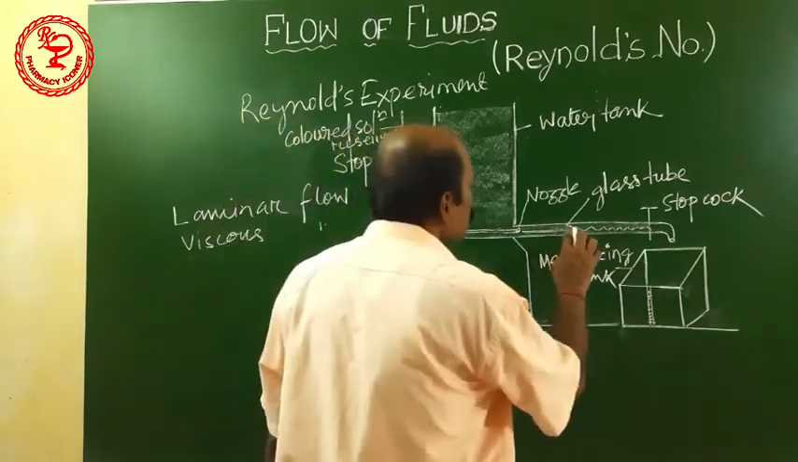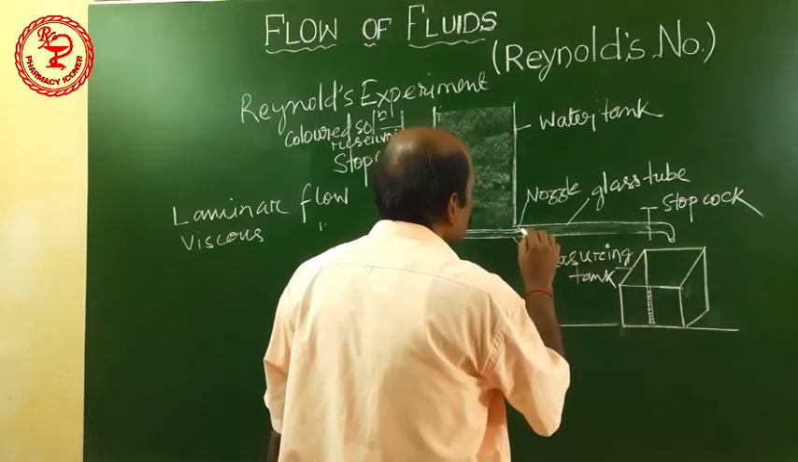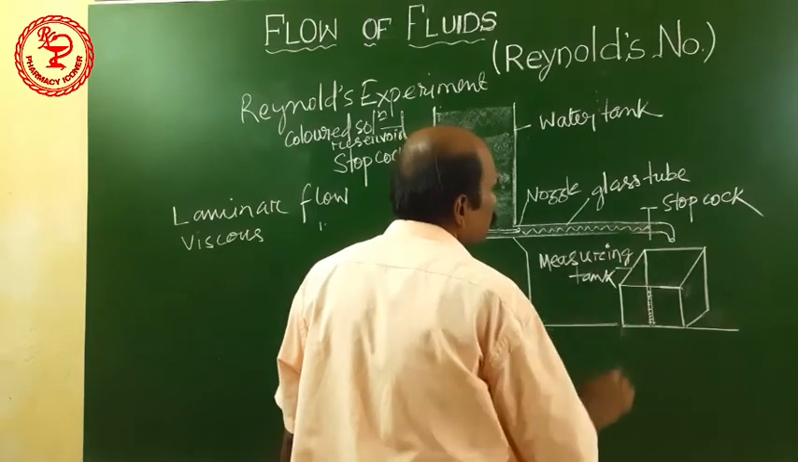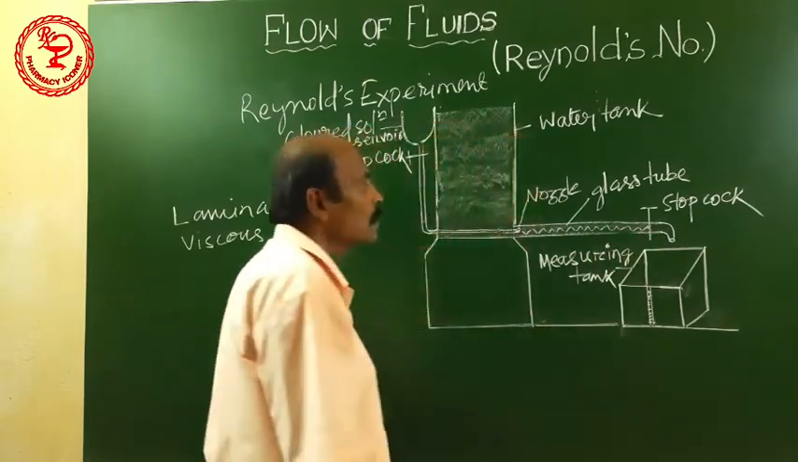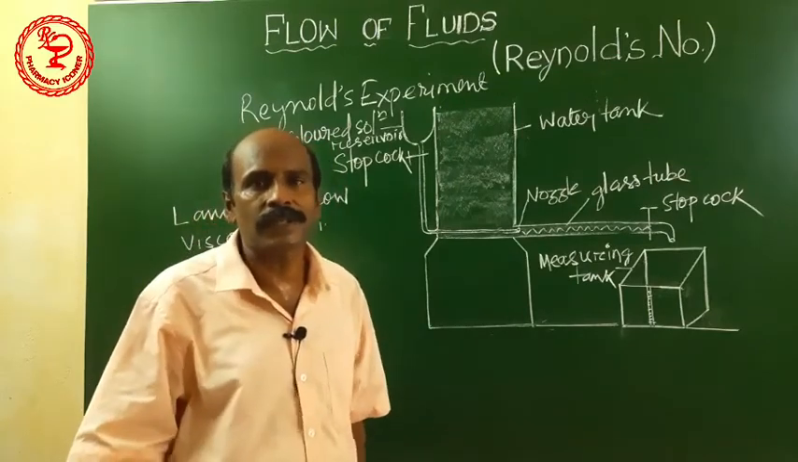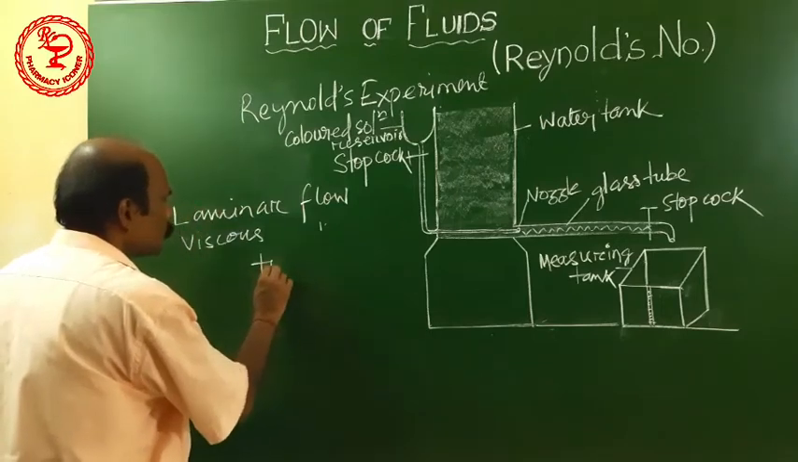Now again if you increase the velocity, the colored solution will be wavy from the beginning. That means all layers will mix with each other. That is called the turbulent flow.